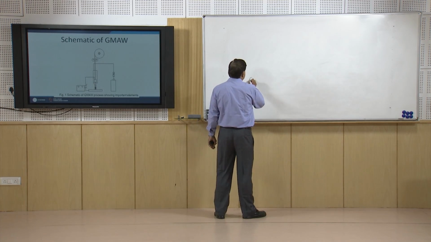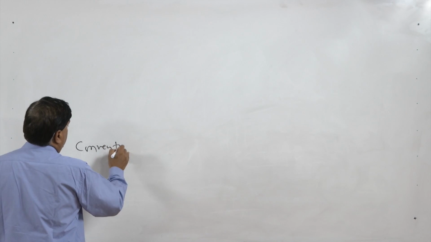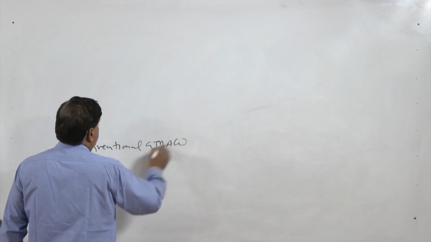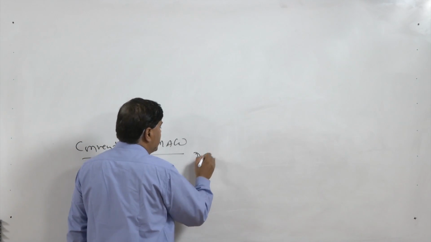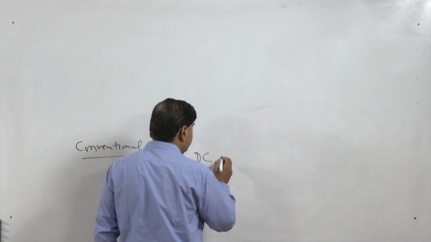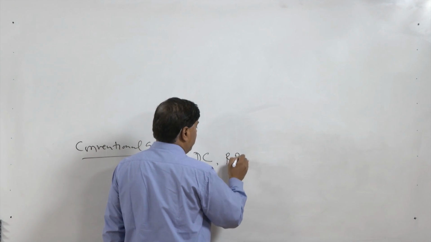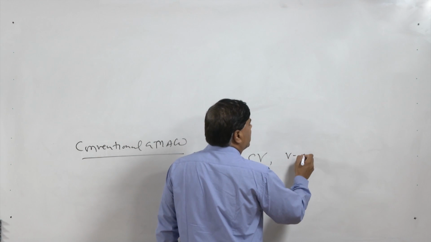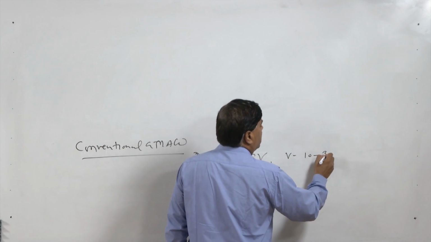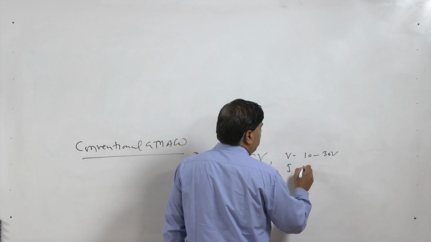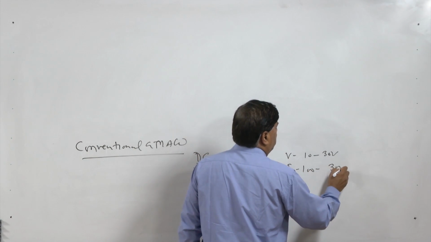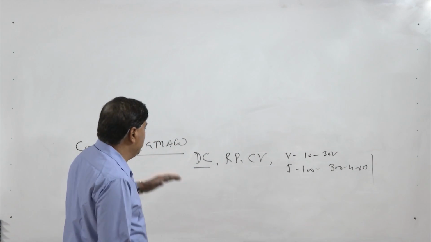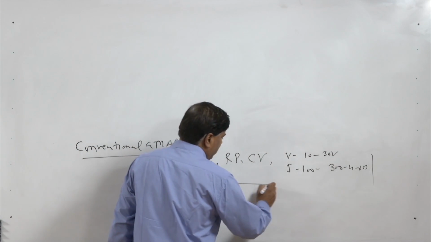The conventional GMAW uses certain things like DC power, reverse polarity, constant voltage power source, and say the voltage ranging, say 30 volt, or the current may vary, say 100 to 300 to 400 ampere. So the current in the conventional case largely remains constant.